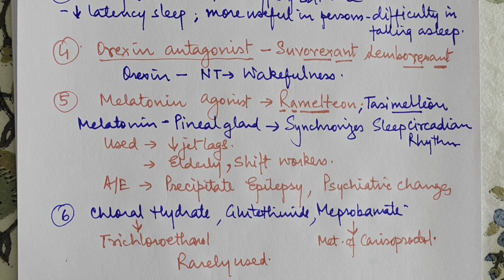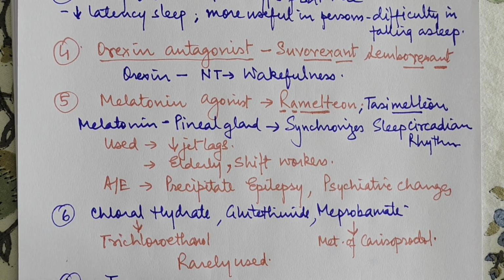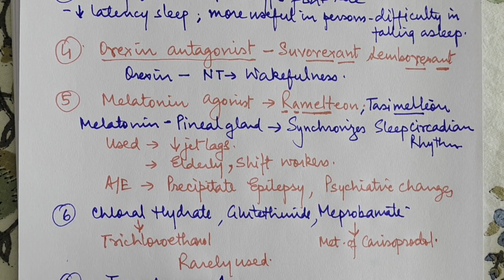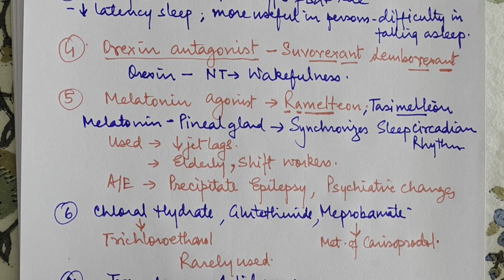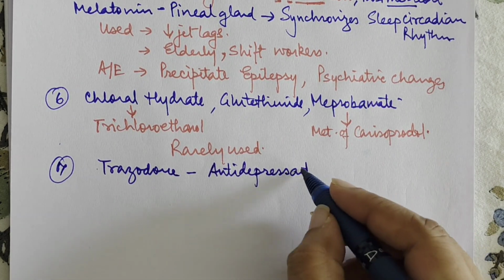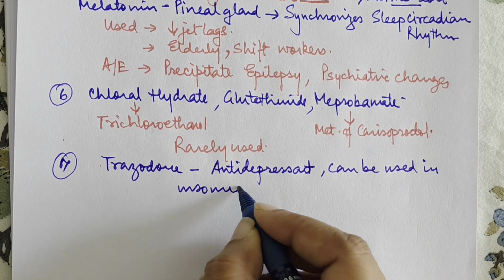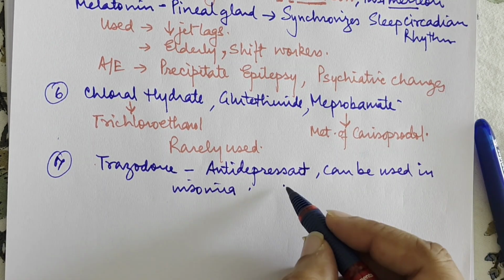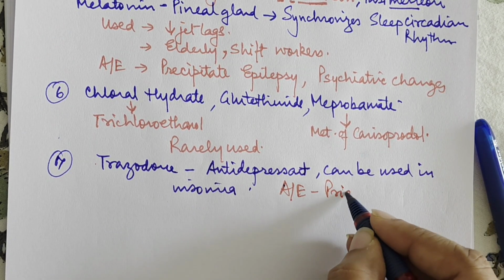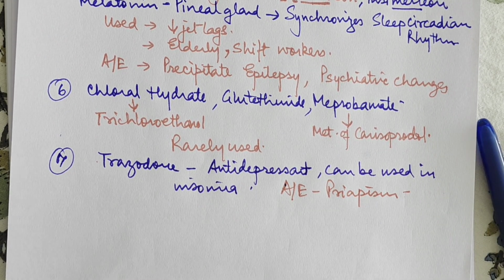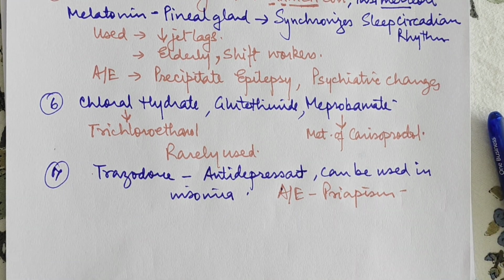Then there is one more drug that is trazodone. Now this trazodone is an antidepressant actually. Trazodone is an antidepressant but can be used in insomnia, short-term insomnia. The adverse effect of trazodone is priapism, so it is again not a very commonly used drug. So with this we finish the sedatives and hypnotics.